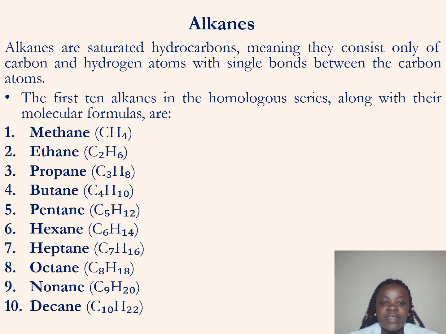and the first 10 alkanes we named them. We said we have methane with one carbon atom, ethane 2 carbon atoms, propane, butane, pentane, hexane, heptane, octane, nonane, and decane, according to the number of carbon atoms. That is how we name the alkanes.